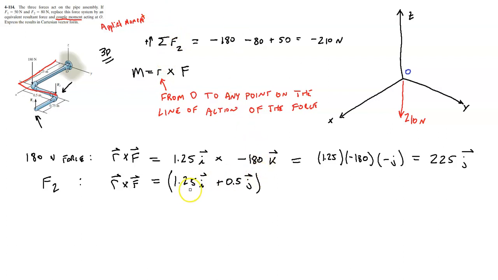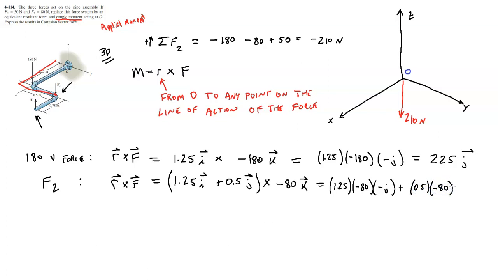All right, so we got 1.25 in the I, and we got 0.5 in the J, and that's going to be crossed with F2, which is down, so it's negative, minus 80 in the K, all right? So now you got two cross products. You got the I cross K, which we already did, and we got the J cross K. So if you write this out, you got 1.25 times minus 80 times I cross K, which we know is minus J. But don't forget, you have another term: 0.5 times minus 80 times J cross K.